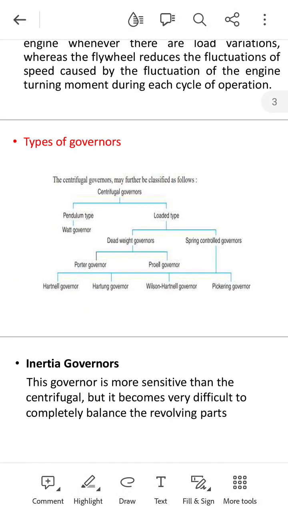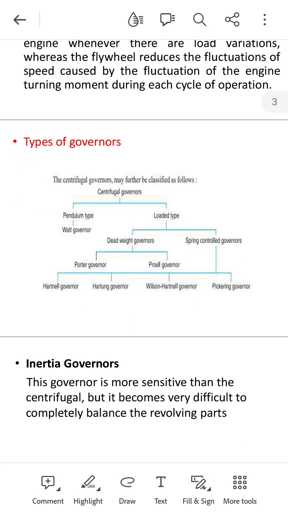The types of governors. What are the types of governors? The first is centrifugal governors and the second is inertial governors. Centrifugal governors can be divided into two types. One is the Watt governor or pendulum type. The second one is the loaded type governors. Loaded type governors can be divided into two types. One is the dead weight governors, another one is the spring controlled governors. Dead weight governors include the Porter governor and Proell governor. Spring loaded governors are the Hartnell governor, Hartung governor, Wilson-Hartnell governor and Pickering governor.